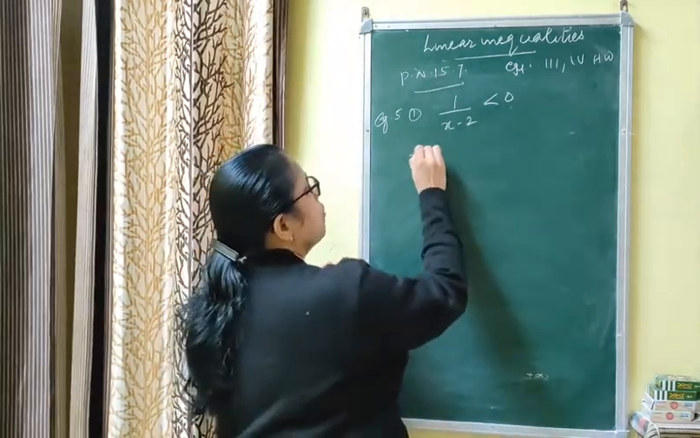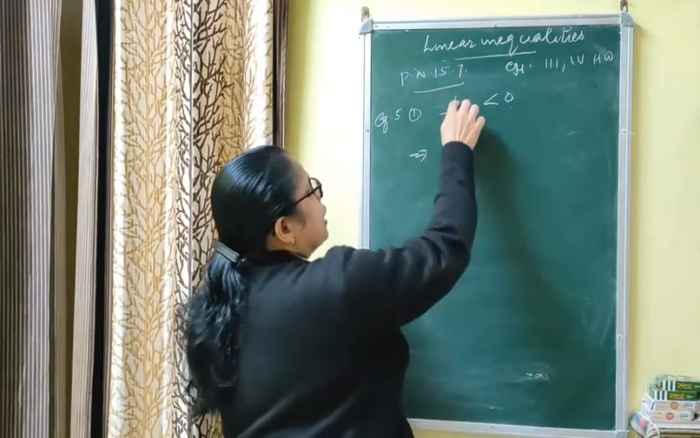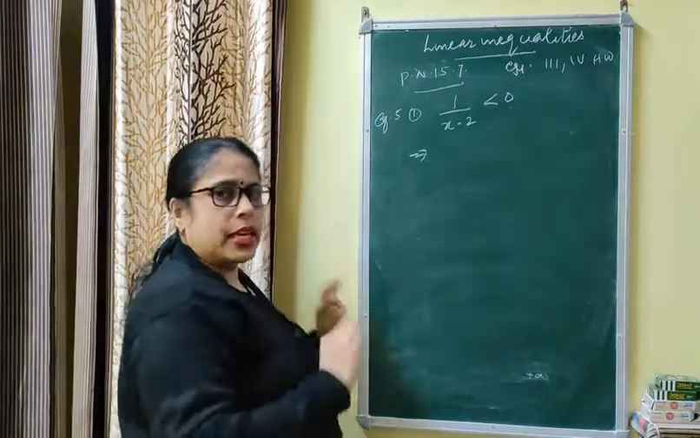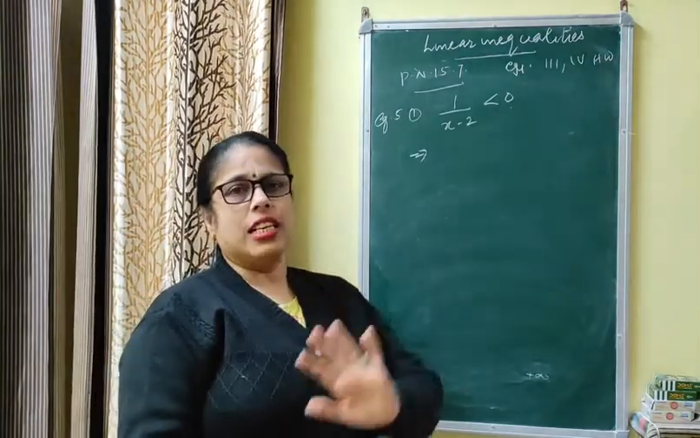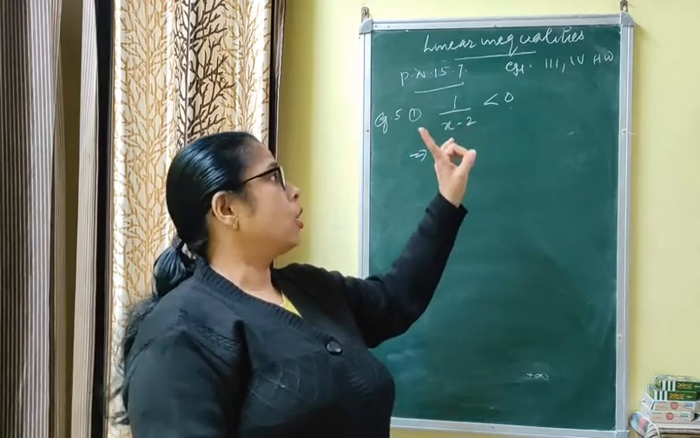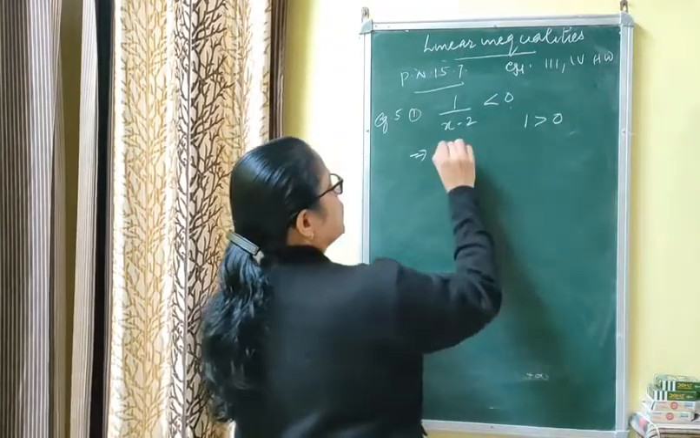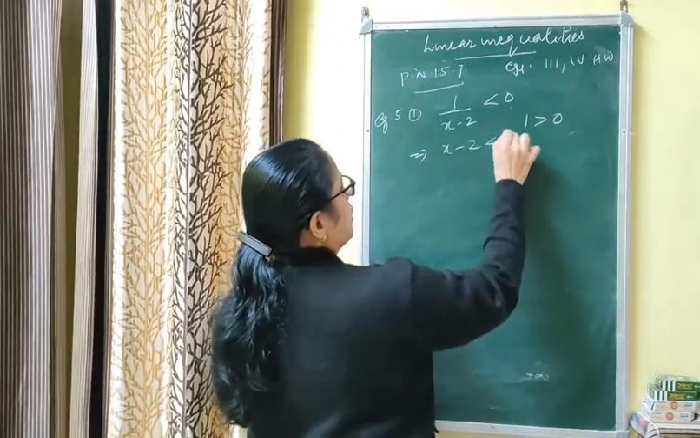Very simple. 1 by x minus 2 less than 0 implies 1 is always positive. If a fraction is less than 0, that is negative. Either numerator will be positive and denominator negative. Here 1 is always greater than 0. Then what is the next possibility? Next possibility is x minus 2 less than 0.